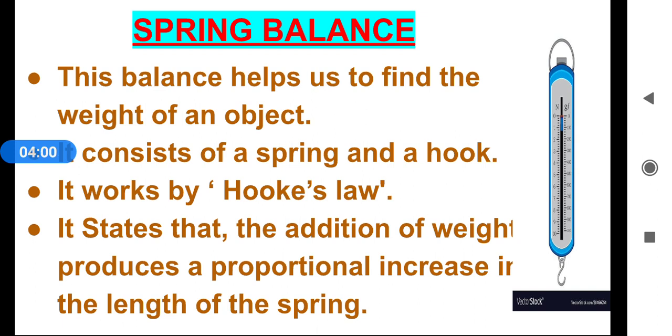The next instrument is spring balance. Where can we use this spring balance? Yes, to find out the weight of the child. This balance helps us to find the weight of an object. It consists of a spring and a hook. It works by Hooke's law. Hooke's law states that the addition of weight produces a proportional increase in the length of the spring.